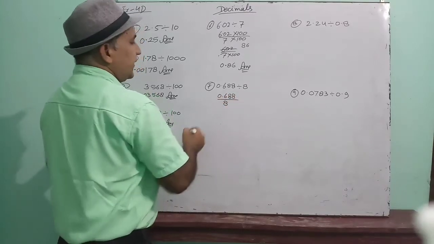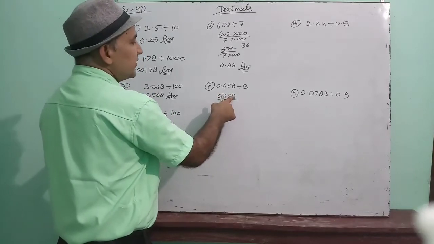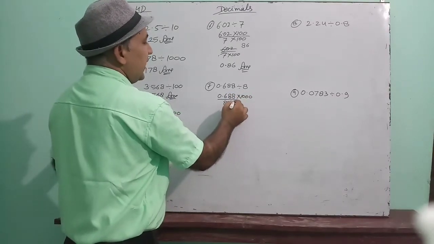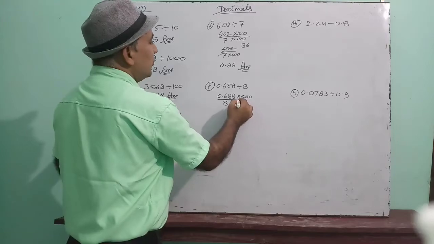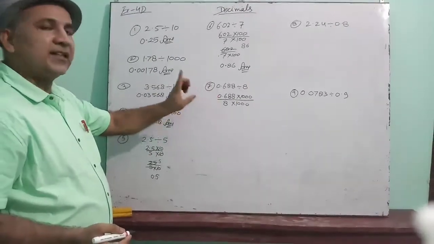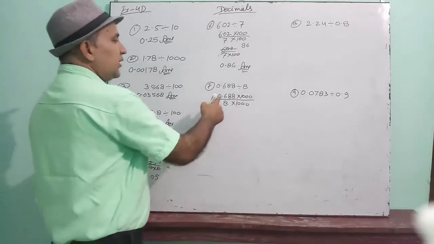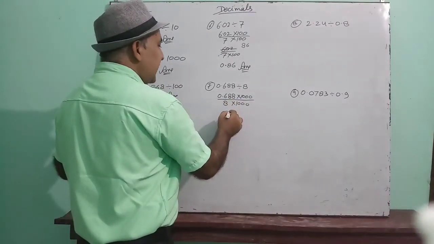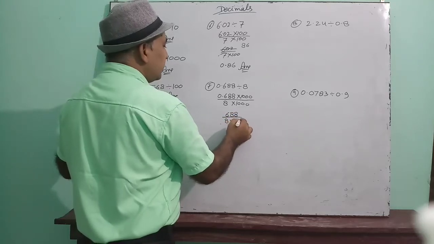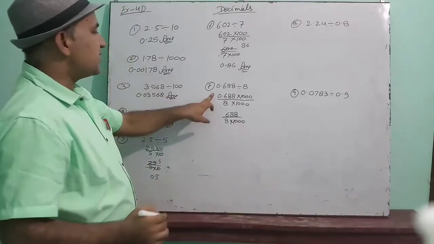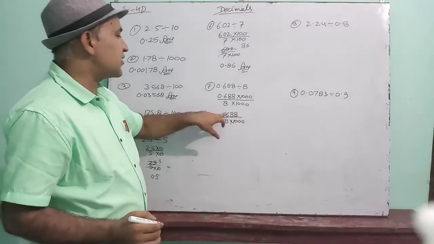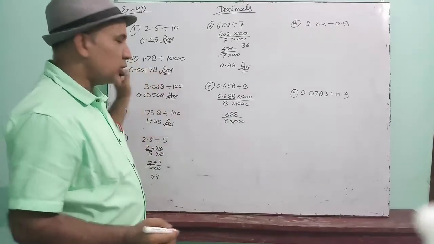0.688 upon 8. Here after the decimal 3 digits are there, so multiply it by 1000, and in the denominator also. Always remember, numerator and denominator both will be multiplied by the same number. Okay. Now when this number is multiplied by 1000, it will become 688. Okay, this 0 will be valueless if it is written here, so that 0 we will not write.